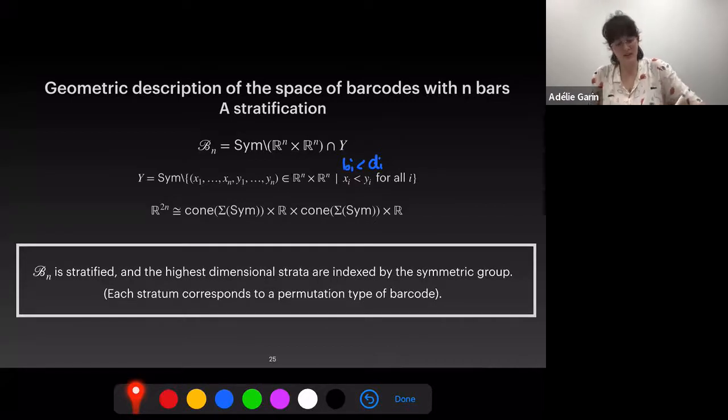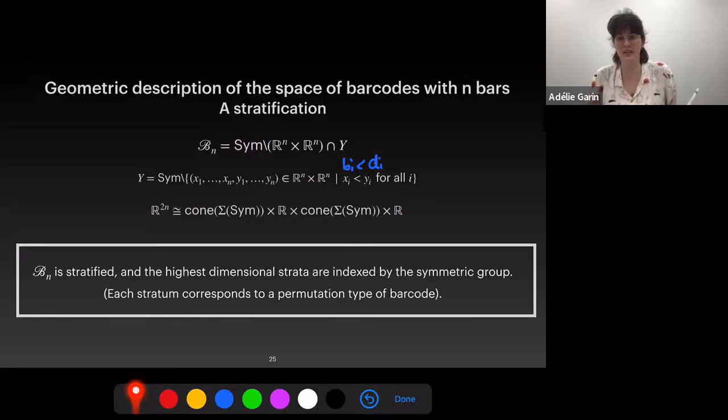The proof is really just looking at this decomposition, and then we have to check that it works well with the quotient of the symmetric group. It's a little bit technical, but it's nothing much more complicated than what I just showed you before. You do this for birth and death, and then you quotient this order and everything works well. So this is very nice because now we can use this symmetric group, the permutation associated to barcodes, to understand the space of barcodes a little bit more.